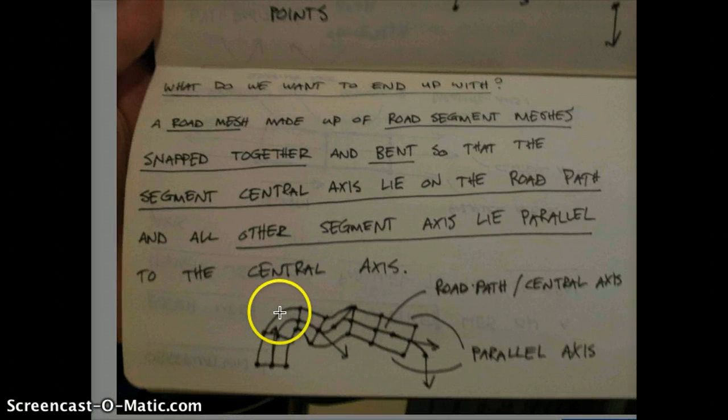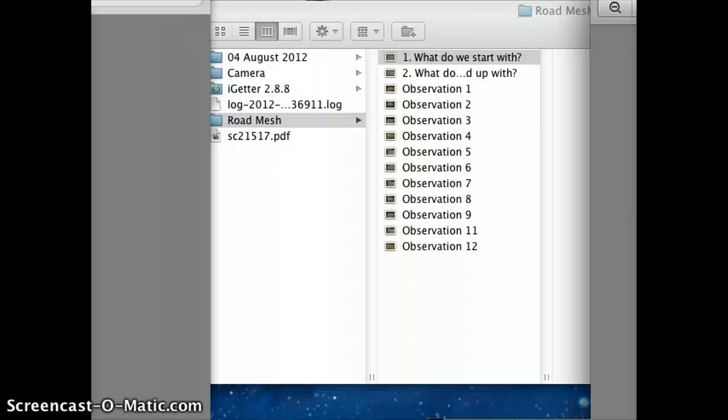So you've got this one path, and that path defines what the center axis line of the road segment meshes snapped together are going to bend into. And then these things are running in parallel. That's going to become clearer just now. I've done a lot of work kind of clarifying what that even means.